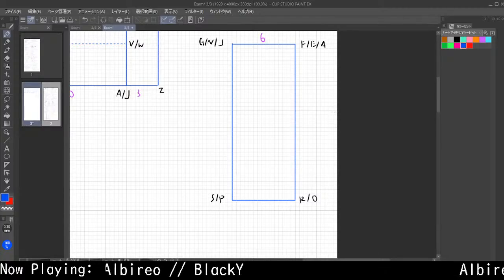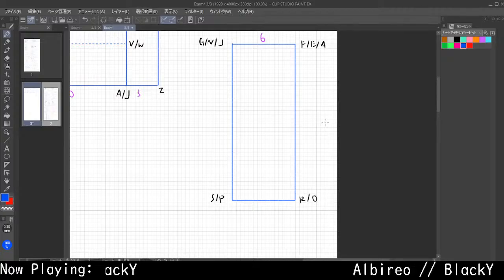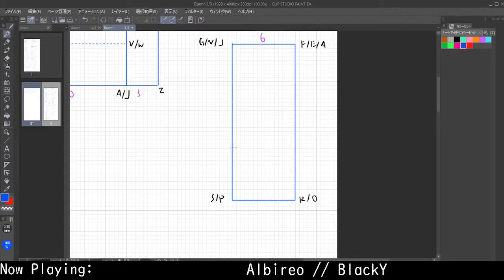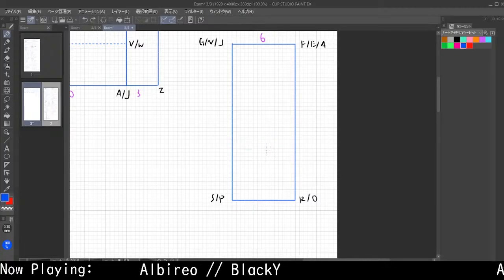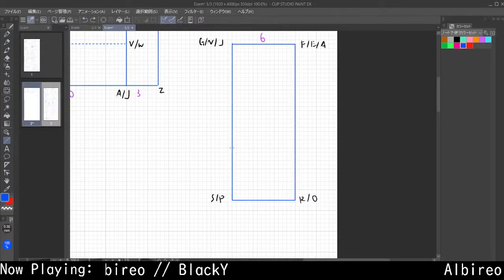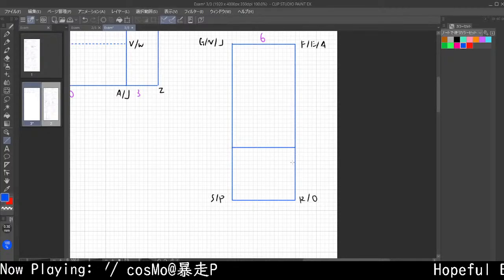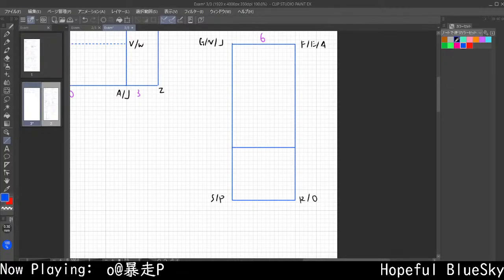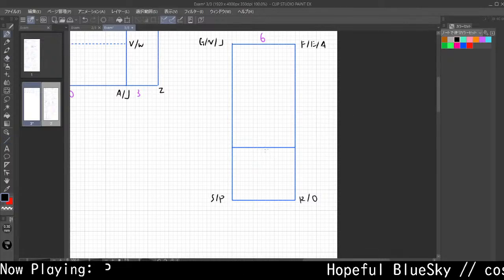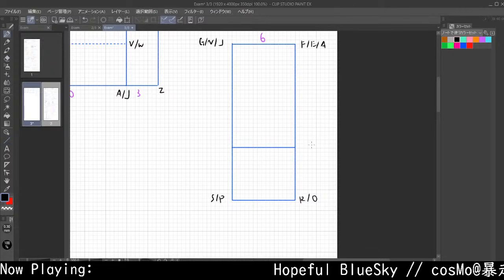The length from S to L, in this case, will be half the drawer, so it's 5. So measure 5 cm and draw a line over here. Okay, wait, wrong one. Measure 5 cm and draw a line over here. So you will get this. So yeah, this is that.